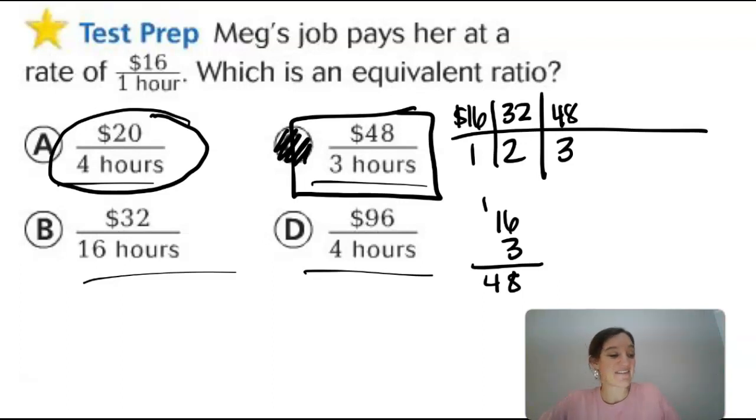So, and definitely not after 16 hours. That definitely doesn't make sense. You'd only make $32 in 16 hours. That would be like $2 an hour instead of $16 an hour. So that is the equivalent ratio.